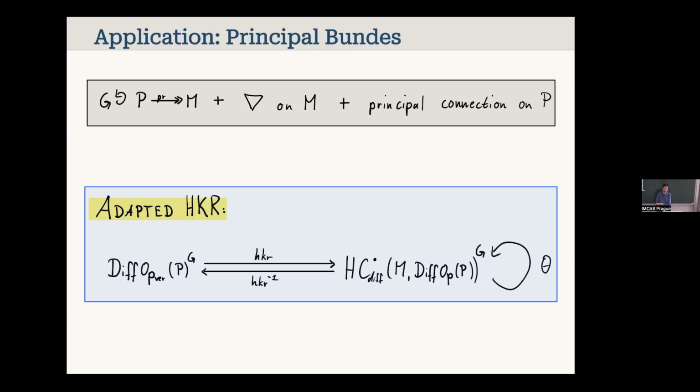And this complex has been used to study formal deformation quantization of principal bundles. And we really can compute the cohomology here and get explicit global homotopies. Okay, that was my little collection of applications. And with this, I'm finishing. Thanks.